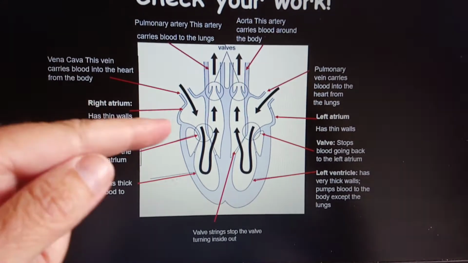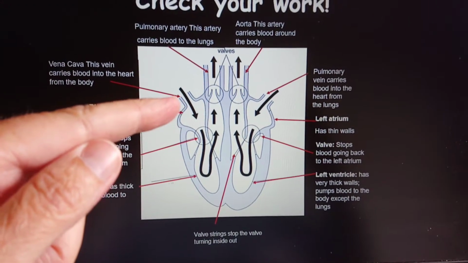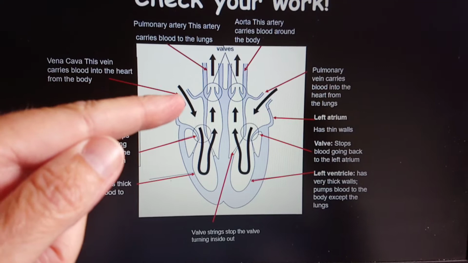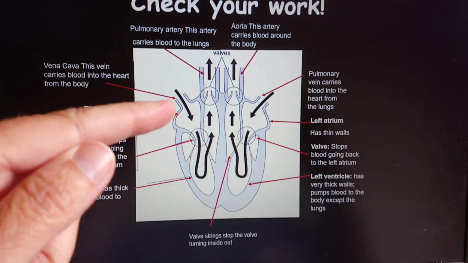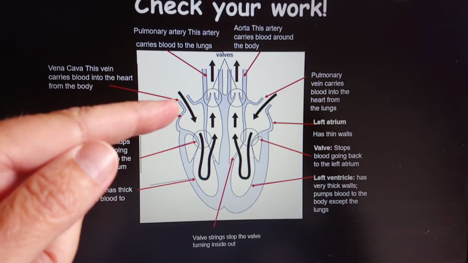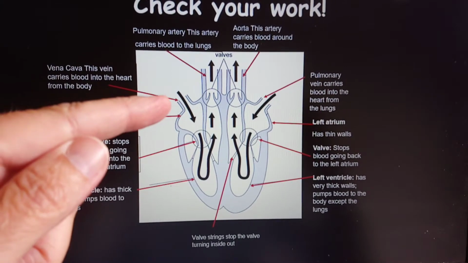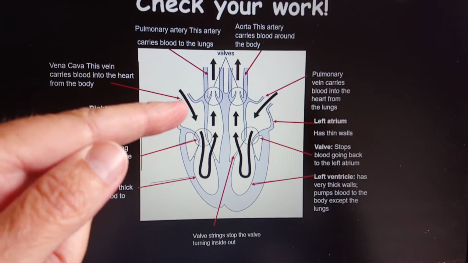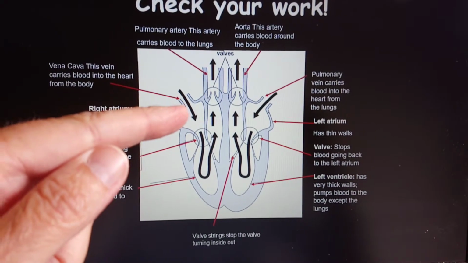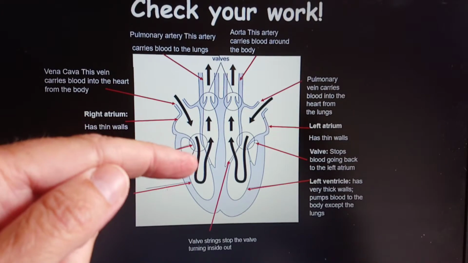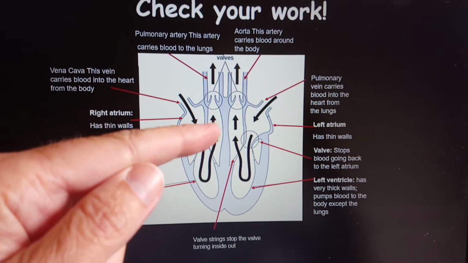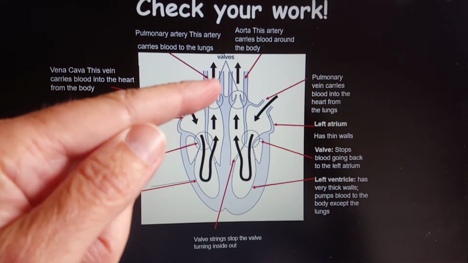Hopefully you also managed to label these blood vessels at the top. This top one coming into the right atria is the vena cava. Now this is a massive vein. I always think of it as the vein cave. It's a huge vein that drains all the blood from the body into the right atria. The blood then will flow down into the right ventricle and up out of this blood vessel here.